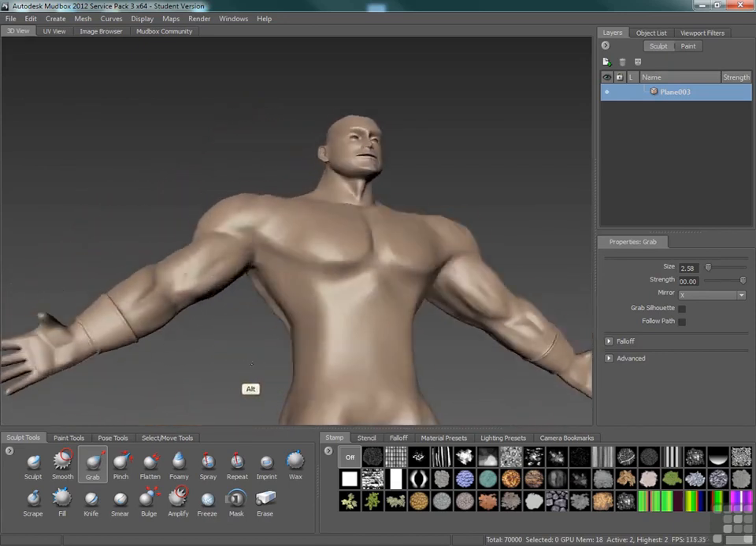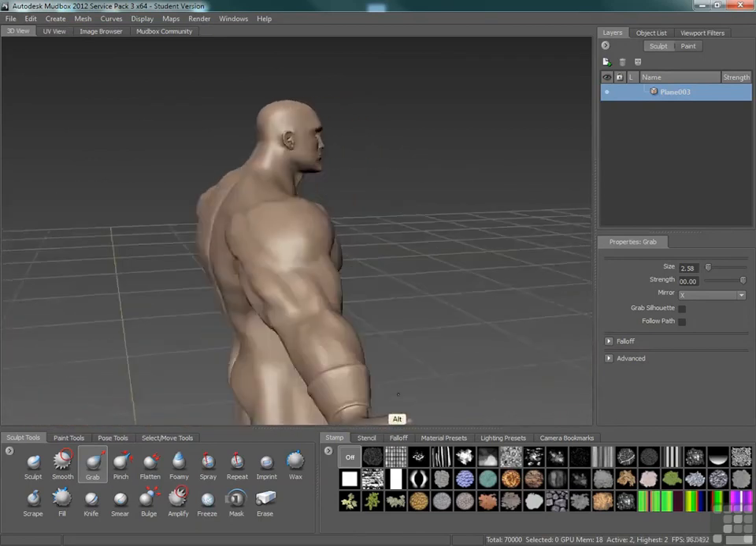Alright, so it's pretty good for the arms. Definitely feels like there's some underlying muscle structure there now.